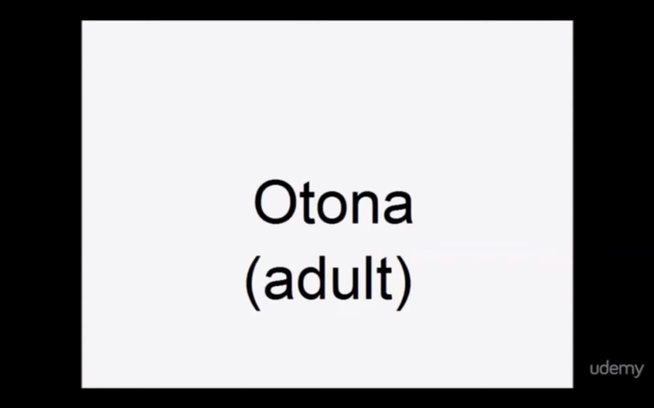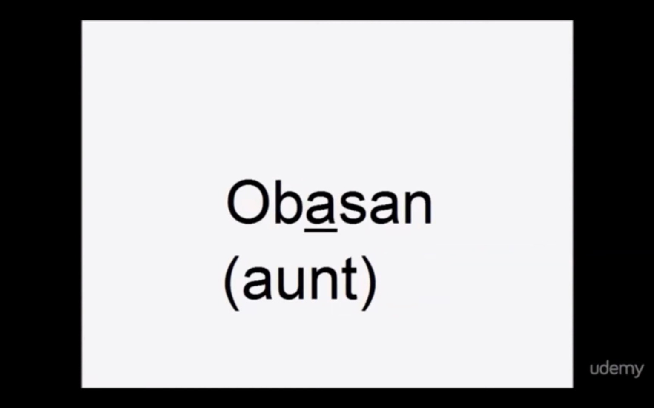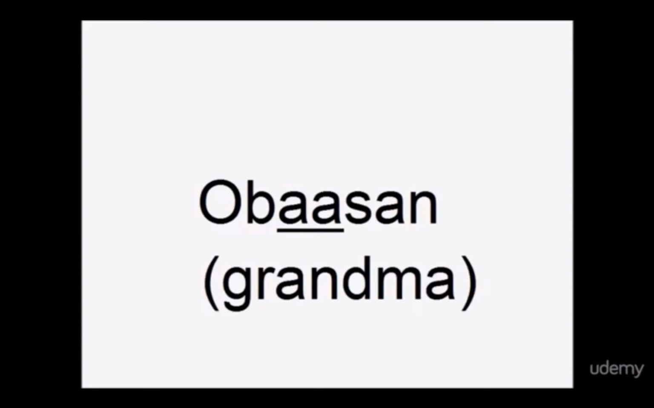Take, for example, the word for the family relative aunt, obasan. When an additional a is placed after the ba, it becomes the Japanese word for grandmother, which sounds like this, obaasan. You will find more and more examples of this as you continue your Japanese studies. For now, just be aware that this is an important part of speaking with proper Japanese pronunciation.